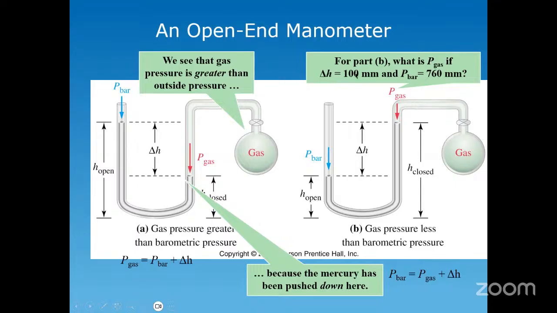So for example, it says for part B, what is the pressure of the gas if delta H is 100 millimeters and P bar is 760 millimeters? Basically, to find P gas, that will be equal to P bar minus delta H, and then you put the numbers in. So P bar is 760 millimeters mercury minus delta H, which is 100 millimeters mercury. And that would be equal to 660 millimeters mercury. So that's basically how you calculate the pressure of a gas in that situation. All right. Any questions about this?